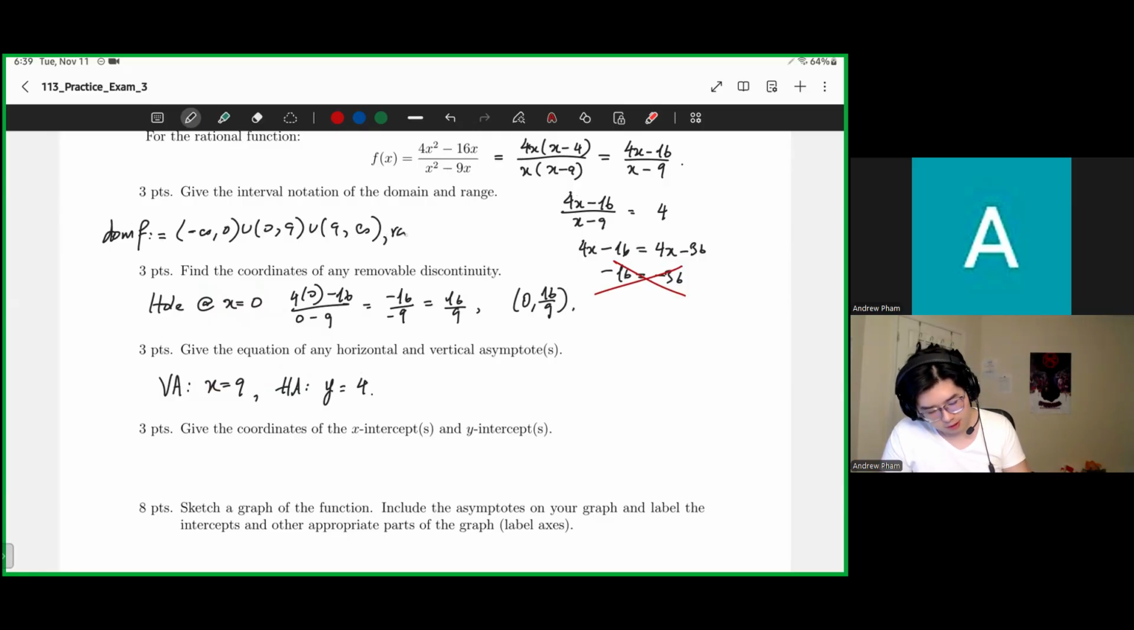Meanwhile, my range is found in the same way. I look at my hole, and I see that I cannot be at 16 over 9 or at 4. So I take all the points on the real line except for those 2 points. So you get minus infinity to 16 over 9, union 16 over 9 to 4, union 4 to infinity.